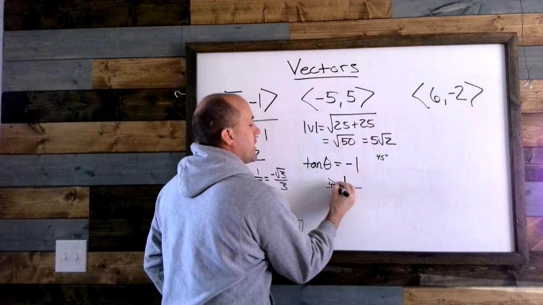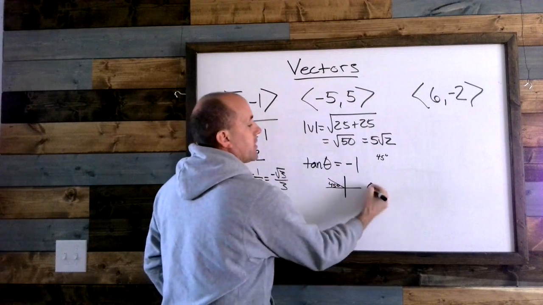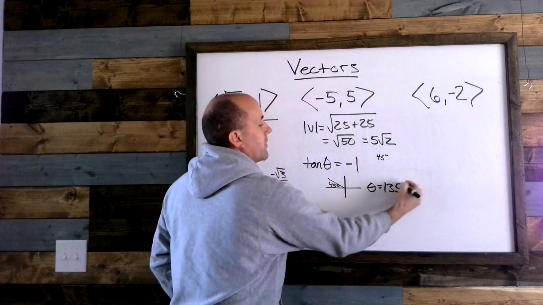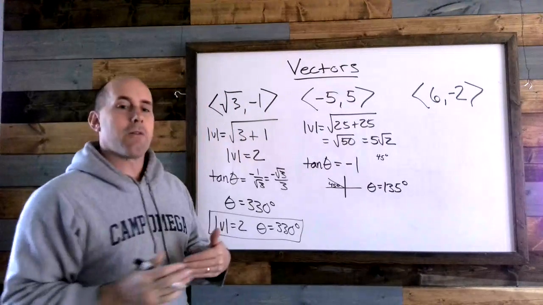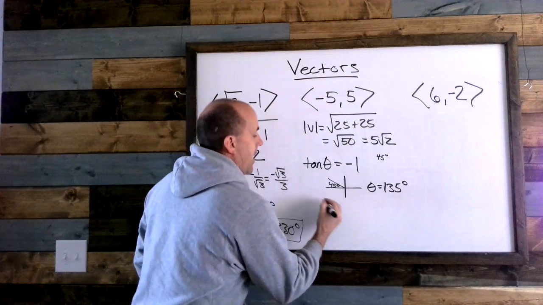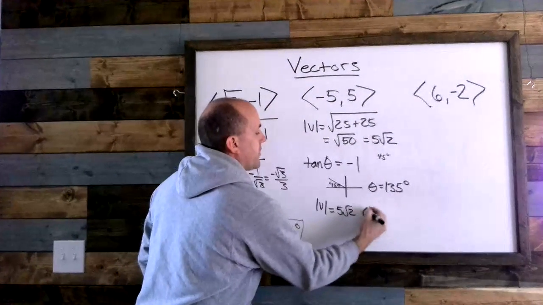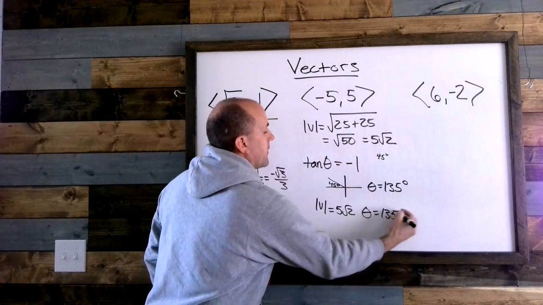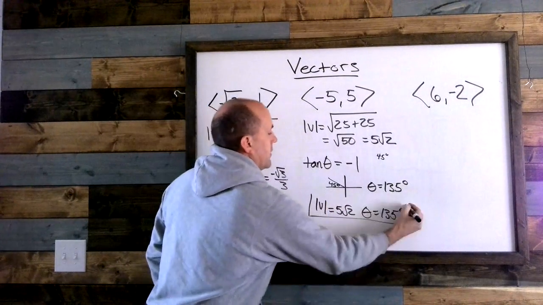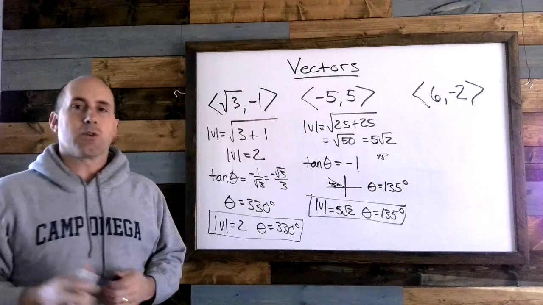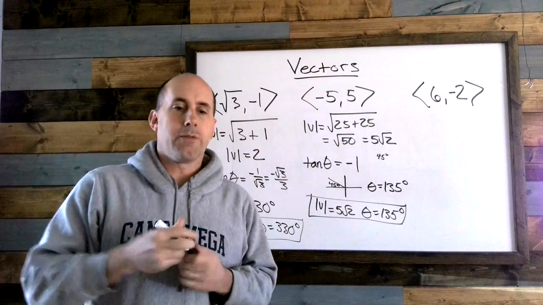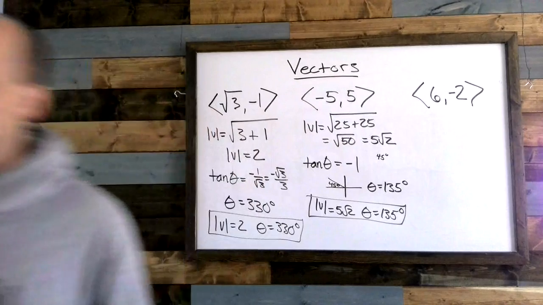And a 45-degree angle in the second quadrant is going to give you theta is equal to 135 degrees. So therefore, as you glance at that, we have the magnitude of the vector is equal to 5 roots of 2, and theta is equal to 135 degrees. And so that is your answer for question number 2. Really frustrated with my marker right now, so I'm going to get a new one quick.